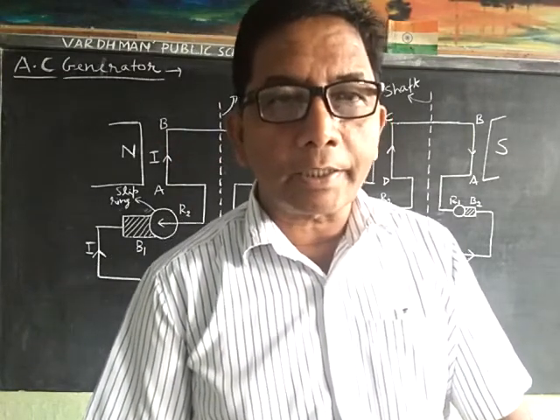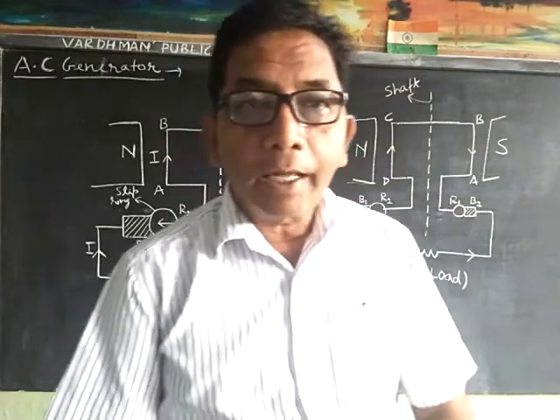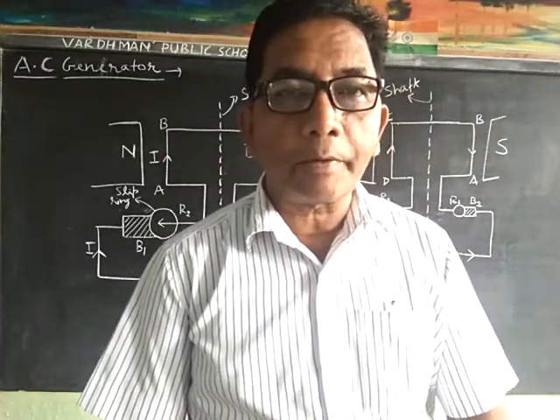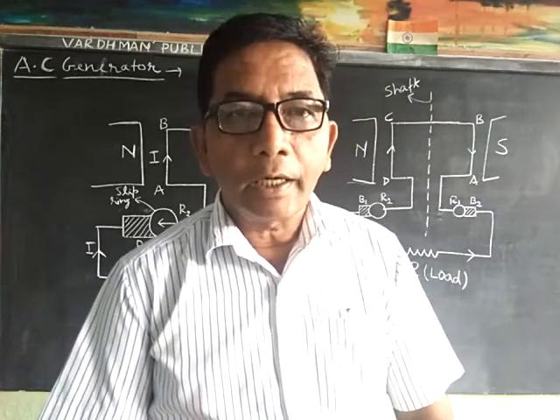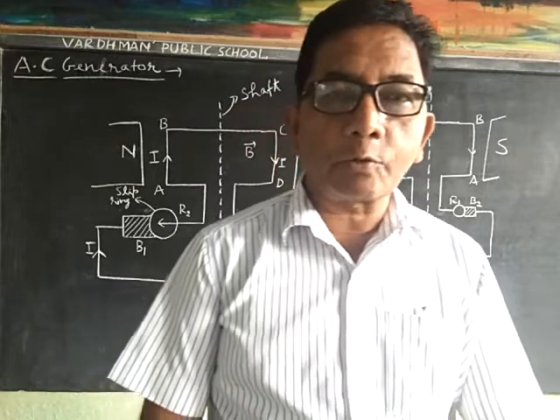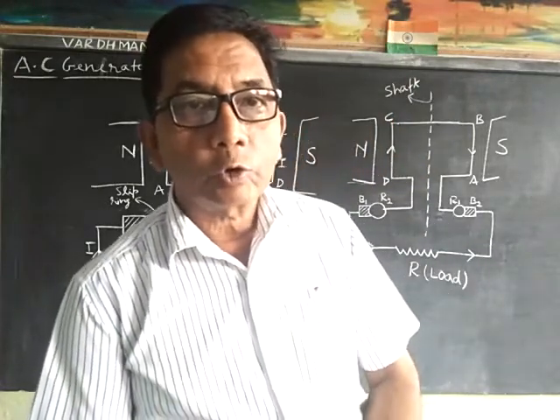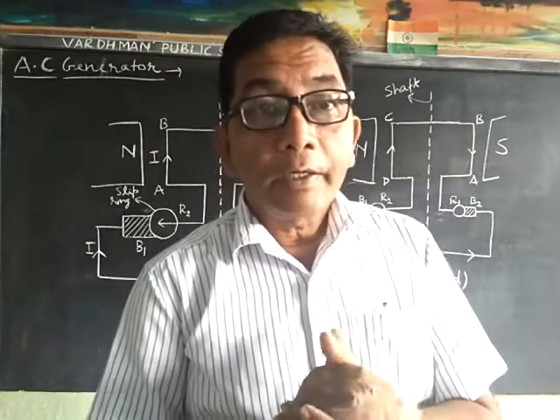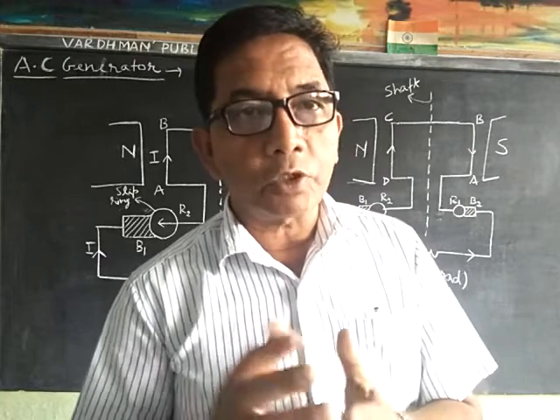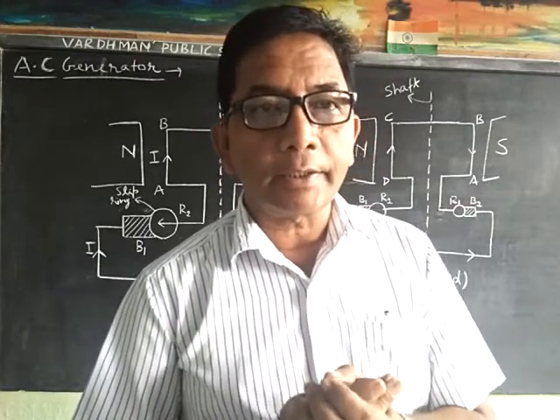Yesterday I discussed LC oscillation. The frequency of LC oscillation is f, or nu, equal to 1 upon 2 pi under root LC. We have also discussed the choke coil. A choke coil is simply an inductor of large inductance. This is used to reduce current in an AC circuit.